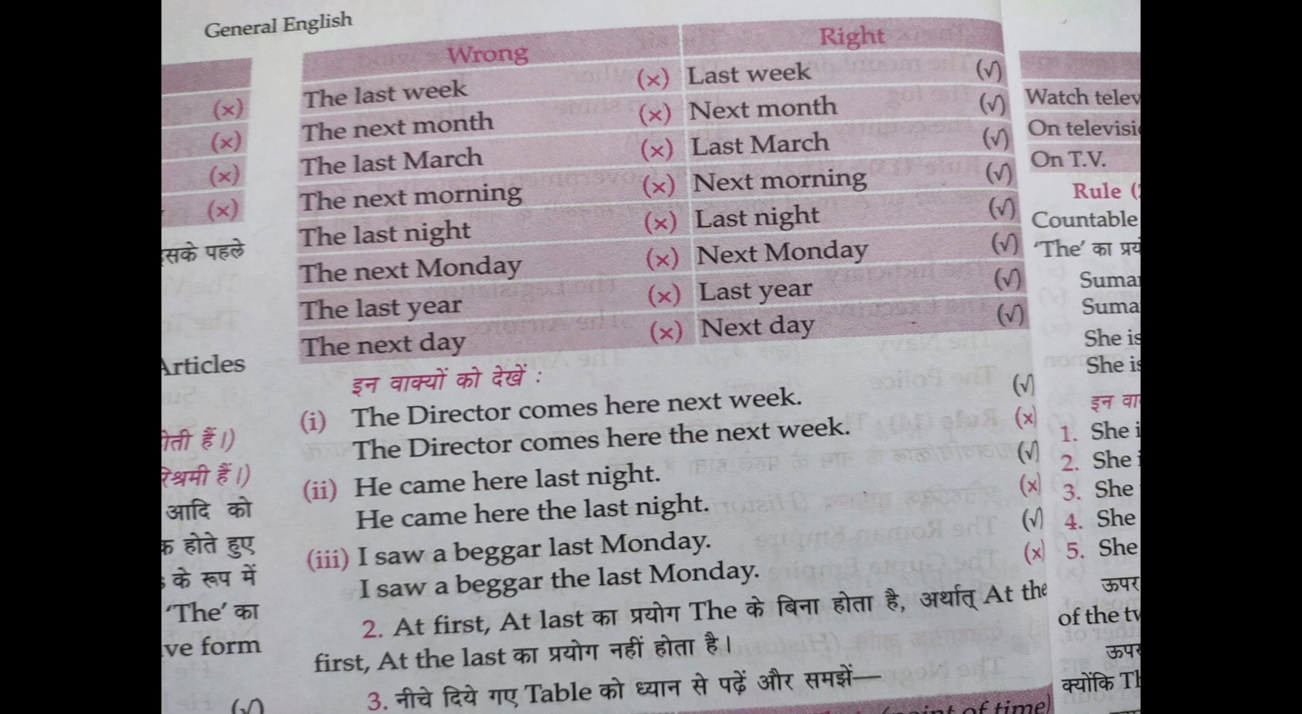Look at these examples. The director comes here next week. He came here last night. I saw a beggar last Monday. At first and at last, we use them without the. The at the first and at the last is not used.